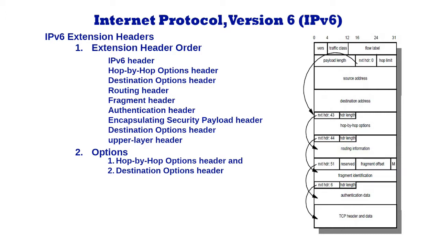Options. Two of the currently defined extension headers are 1. Hop by hop options header and 2. destination options header, which may carry a variable number of type length value, that is TLV, encoded options.